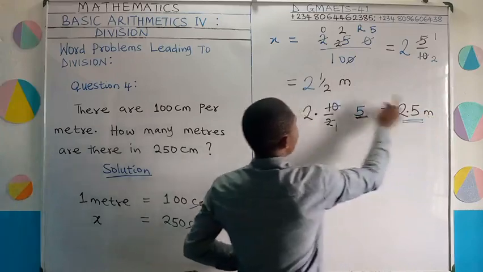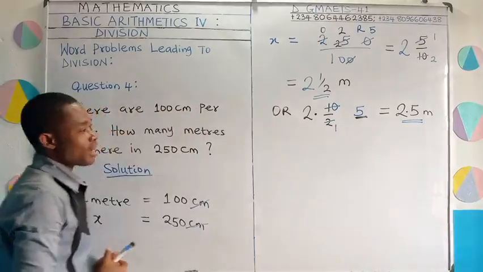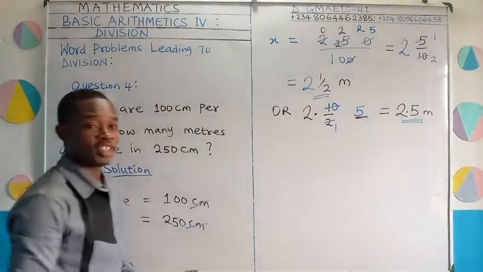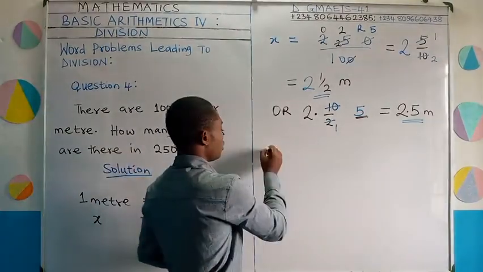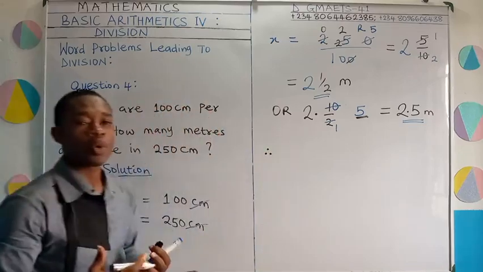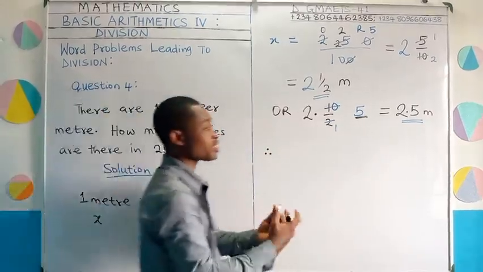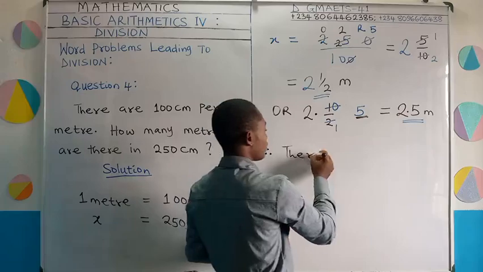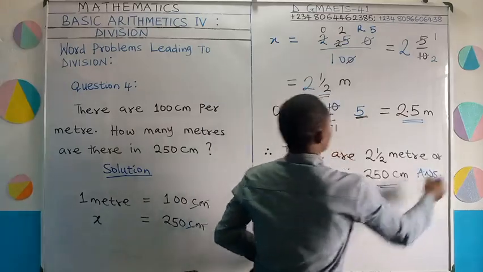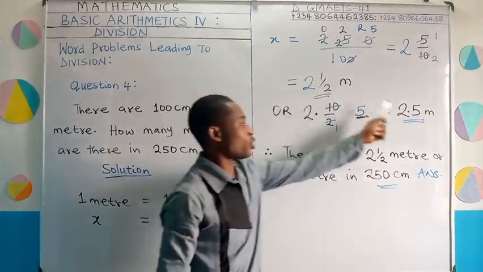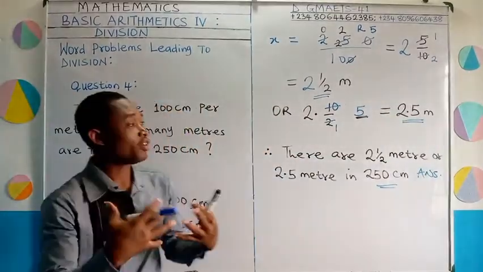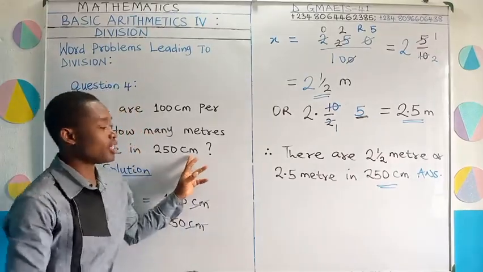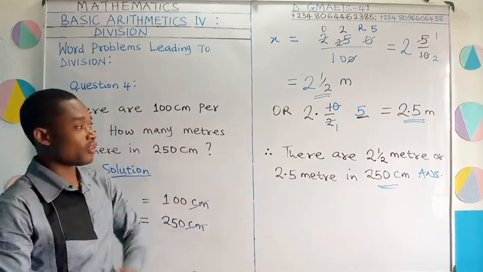So we can leave our answer either as this or as this. Can I conclude now? We are asked to find how many meters are there in 250 centimeters. Therefore, there are 2 whole number 1 over 2 meters or 2.5 meters in 250 centimeters. Please take note that this M I wrote here is the abbreviation of the unit which we call meters. Are you following? Just like this cm is for centimeter, M is for meters.